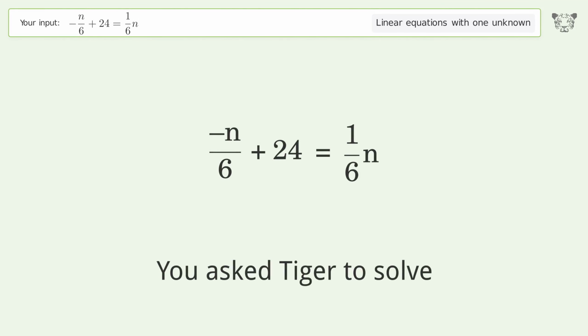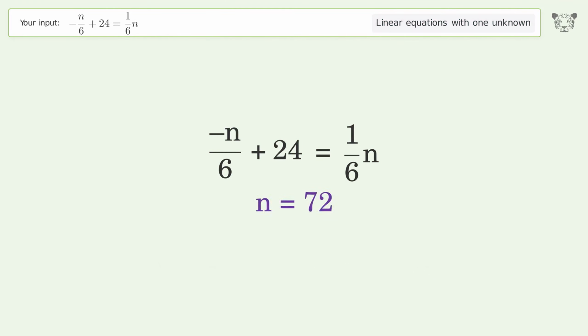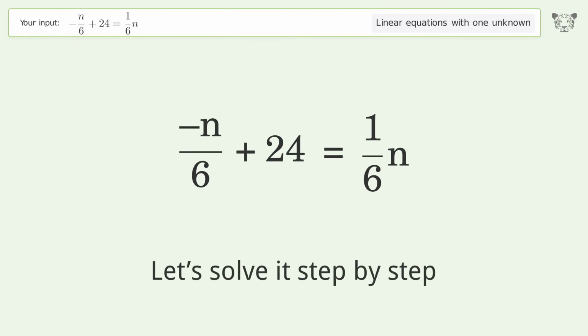You ask Tiger to solve. This deals with linear equations with one unknown. The final result is n equals 72. Let's solve it step by step.